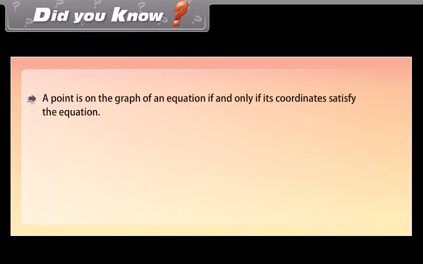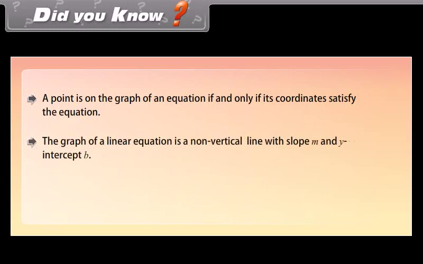Did you know? A point is on the graph of an equation if and only if its coordinates satisfy the equation. The graph of a linear equation is a non-vertical line with slope m and y-intercept b.